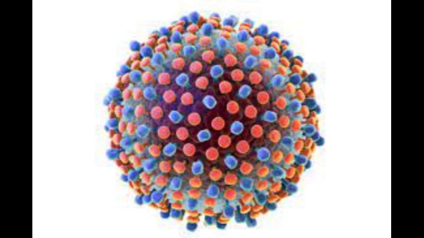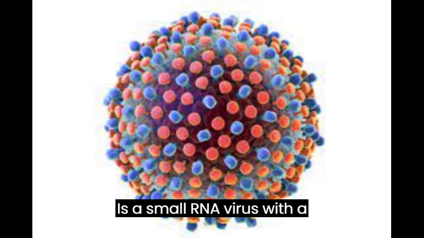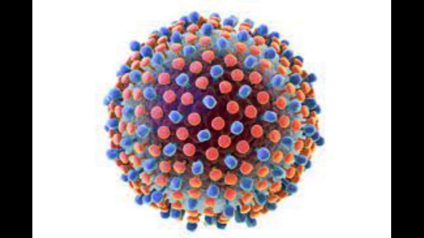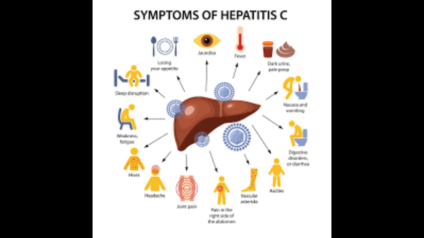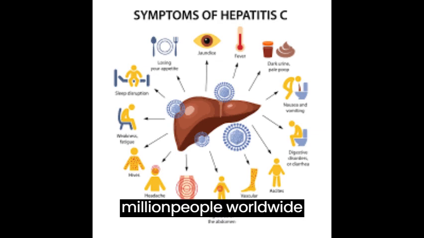The second virus is hepatitis C. Hepatitis C is a small RNA virus with an icosahedral nucleocapsid and envelope, belonging to the genus Hepacivirus in the family Flaviviridae. More than 170 million people worldwide are infected with hepatitis C virus, one of the leading causes of chronic hepatitis worldwide.